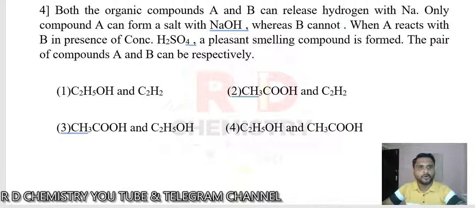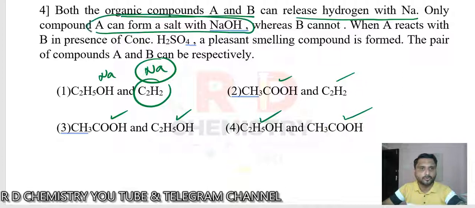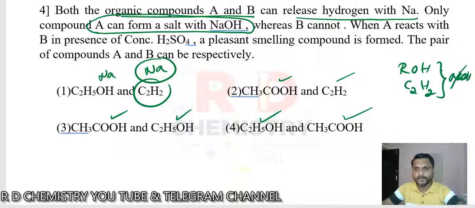Question number 4. Both organic compounds A and B can release hydrogen with sodium metal. Ethanol also reacts with sodium metal because alcohols are acidic in nature. Acid and ethyl alcohol react with sodium. Only compound A can form a salt with sodium hydroxide. Alcohols cannot react with sodium hydroxide, so only A reacts with sodium hydroxide.